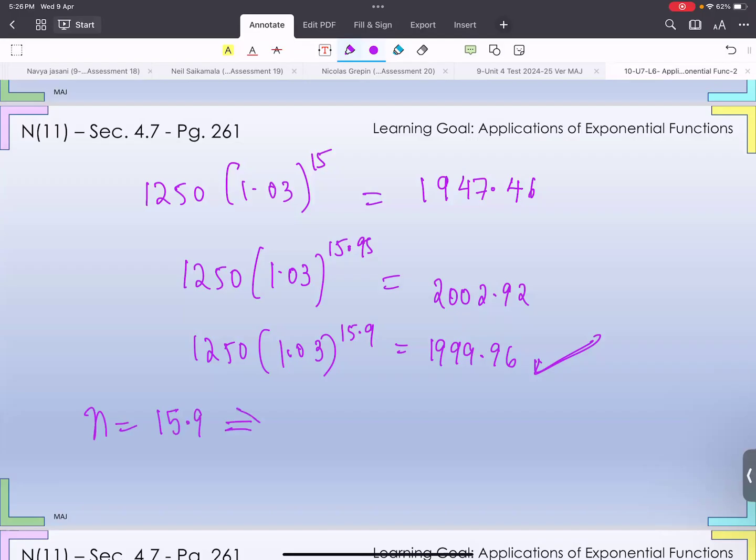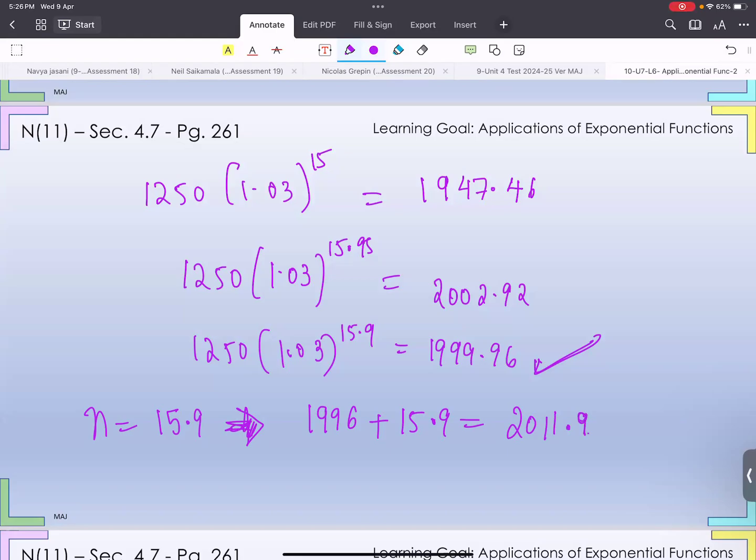So which year is that? Basically, you have to go from 1996 plus 15.9. So 1996 plus 15.9 is going to be in the year 2011 plus 0.9. What does that mean?